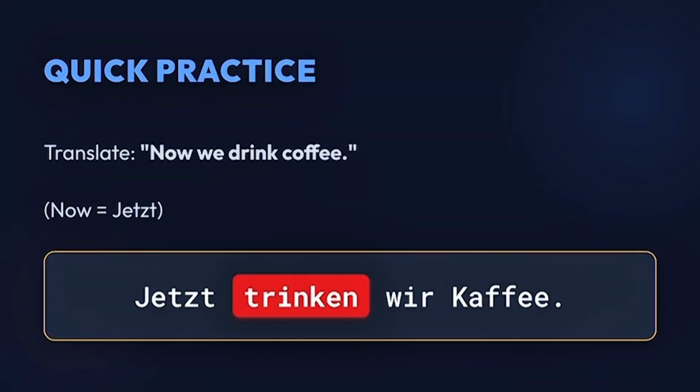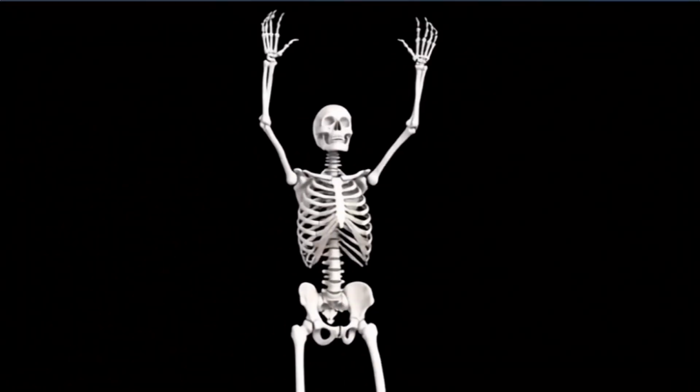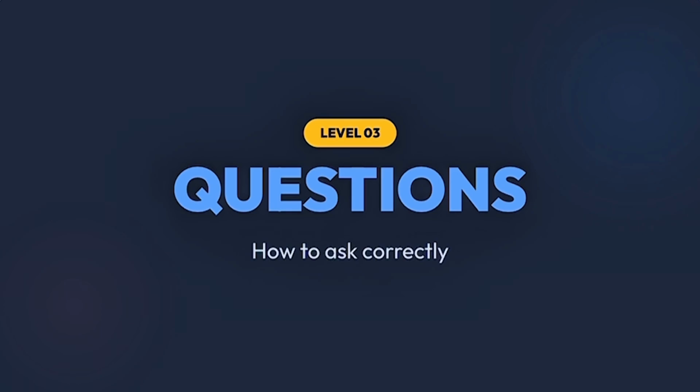Quick practice, for example, translate: now we drink coffee. Now is jetzt, just in case. Make sure that you write these examples in your copybook to remember them for a long time and to repeat them after some time. Jetzt trinken wir Kaffee. Jetzt, now, trinken, a verb, wir, we, Kaffee, coffee. Now we drink coffee.